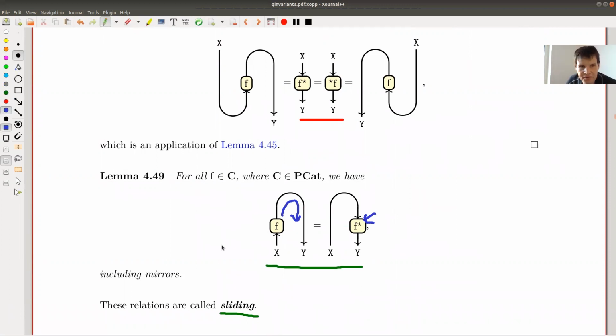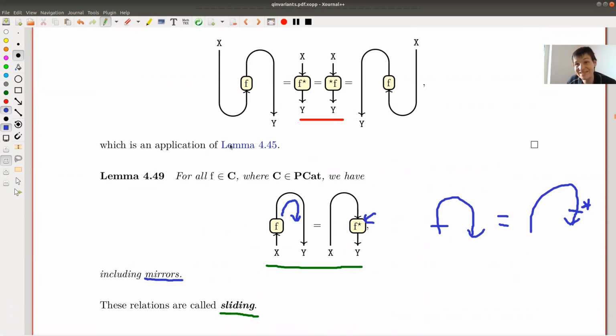And of course, you have all four possibilities of doing this, so you have all mirrors. And this is an operation I call sliding. So coupons slide around cups. So you have a sliding operation, coupon here, potentially with a duality.